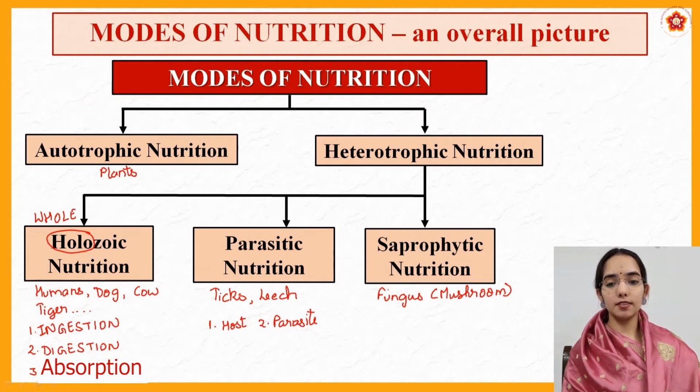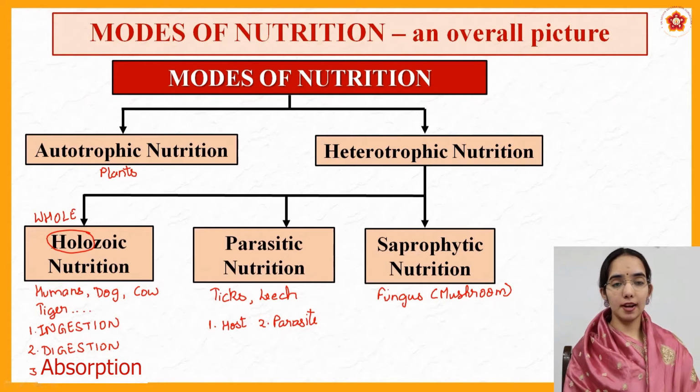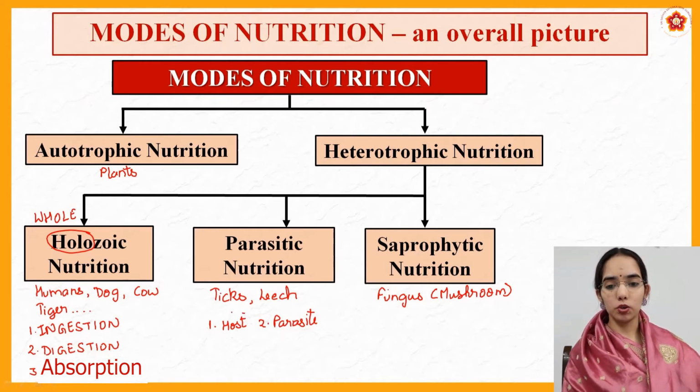So these organisms like ticks, leeches or lice or any other parasite, they live on the host. They live on or inside the host, and they'll absorb the nutrition from the host. So a parasite doesn't have to digest the food. For example, when the leech sucks the blood from our body, our blood already contains digested food. So they don't have to perform digestion usually.